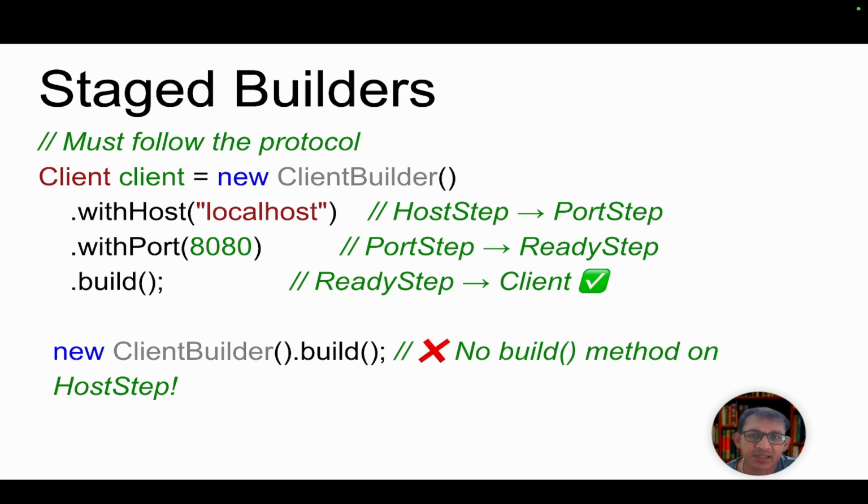This pattern enforces exactly one semantics for required fields. You cannot skip the host step because there is no method on host step that leads directly to ready step. You cannot provide the host twice because once you have a port step reference, there's no with host method available. The type system makes it impossible to construct an incomplete or incorrectly configured object.